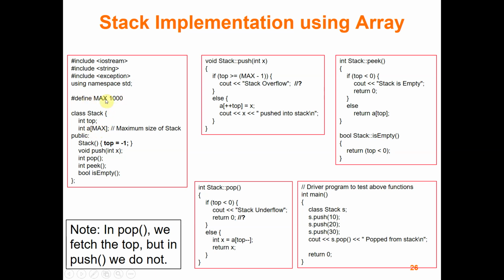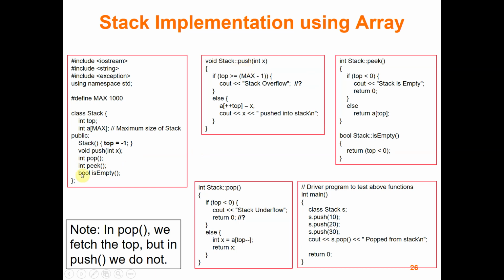This is possible because this is a constant number. Otherwise, we couldn't have a variable as the size of a static array. Well, some compilers allow that, but mostly it's not possible. We have a constructor that initializes top to be -1. You know the reason behind it, because this means that we're going to have an empty stack. We have push, pop, peek, and isEmpty member functions or methods.